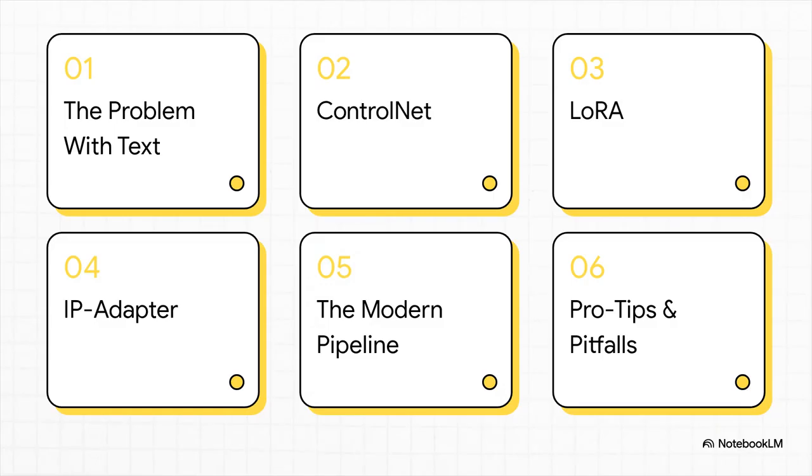We've got a really great roadmap for today. We'll kick things off with the fundamental problem with text, and then move through the three absolute pillars of modern image control: ControlNet, LoRA, and IP adapter. After that, we'll put it all together in the modern pipeline and wrap up with some crucial pro tips and pitfalls. Let's get into it.